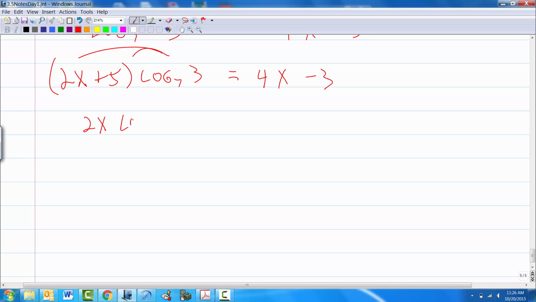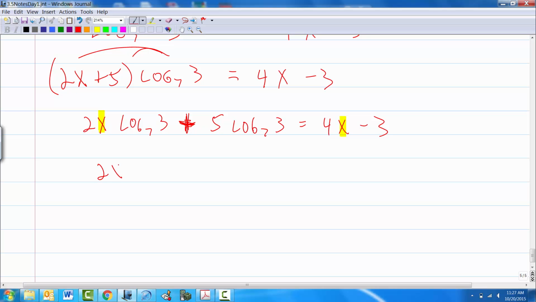2x log base 7 of 3 plus 5 log base 7 of 3 equals 4x minus 3. And the reason this is kind of a pain, but it's still okay. What are we solving for? What variable? Say it out loud. X. So whatever has an x, I've got to get them on the same side.